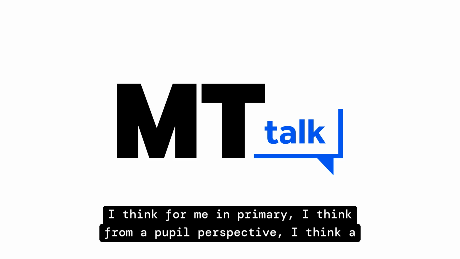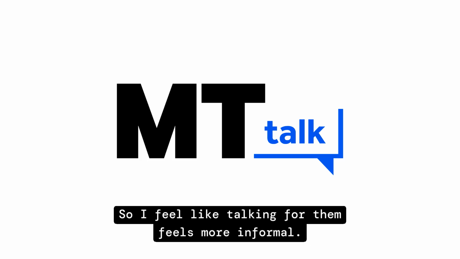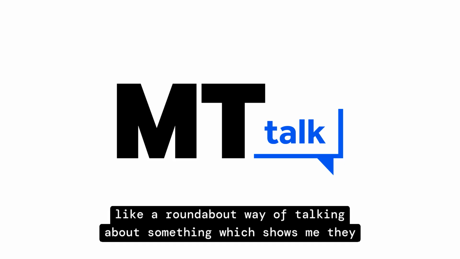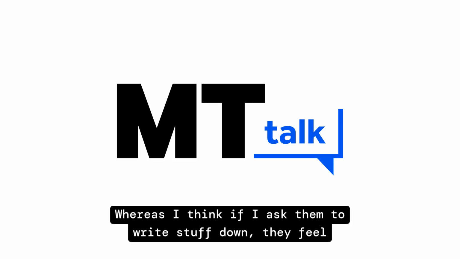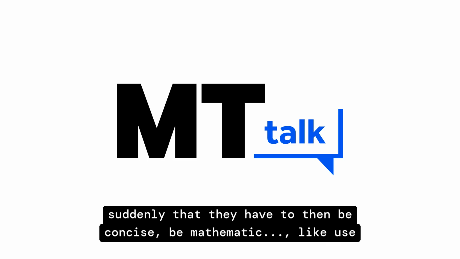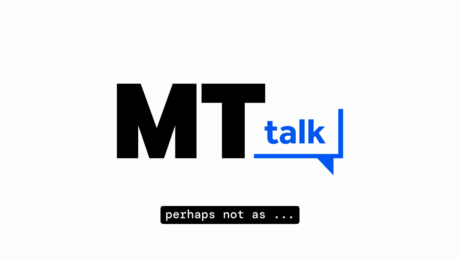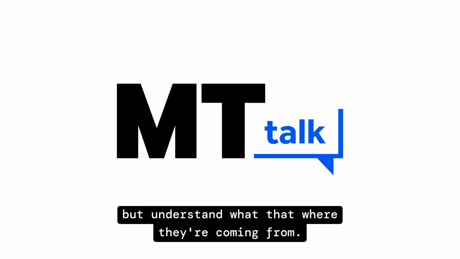I think for me in primary, from a pupil perspective, a lot of my pupils are happier to talk than they are to write. So I feel like talking feels more informal for them, and they're more likely to use colloquial phrases or language, a roundabout way of talking about something, which shows me they understand the concept, but they might not necessarily be using mathematical vocabulary. Whereas if I ask them to write stuff down, they suddenly feel they have to be concise and use mathematical vocabulary. And so what I get out of reading that is perhaps not as helpful as listening to them go around the houses a bit, but understand where they're coming from.